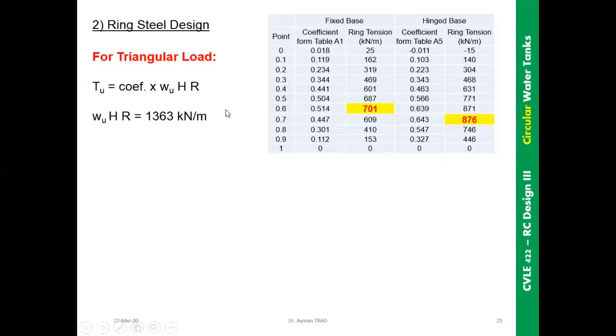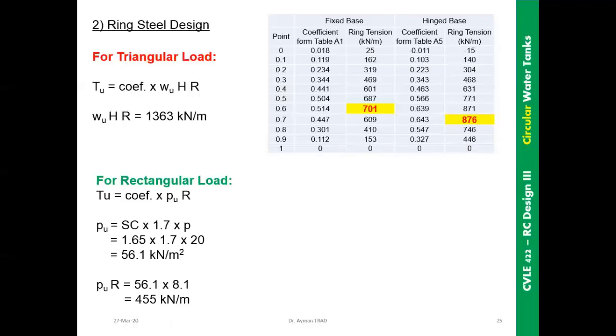Now for the rectangular part of the trapezoidal load, T ultimate equals coefficient times P ultimate times R. P ultimate هلا هي P times 1.7 for the fluid coefficient, and the coefficient for ring tension equal to 1.65. Then P ultimate is 56.1 kilonewton per meter square. P ultimate times R, R اللي هو الراديوس 8.1 هيطلع معنا 455 kilonewton per meter.